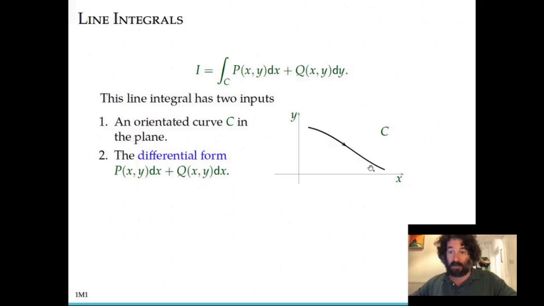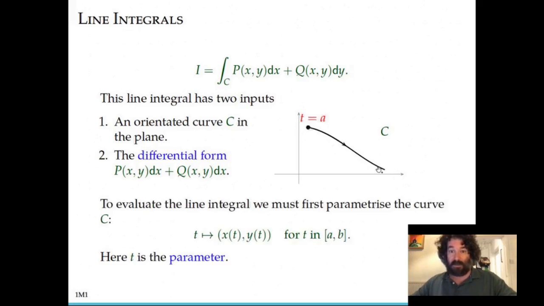One example of a possible curve is shown here. Of course, we could really have any curve in 2 dimensions. And in order to evaluate this line integral, the first thing that we have to do is to parameterize the curve. And so what do we mean by parameterizing the curve?